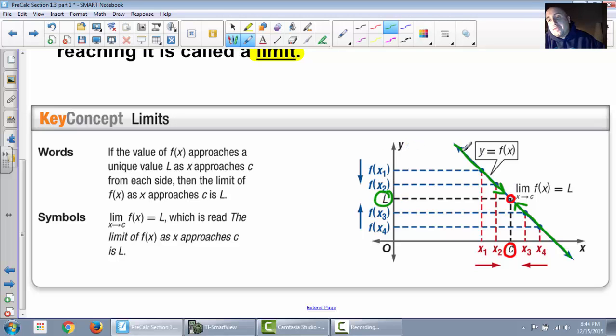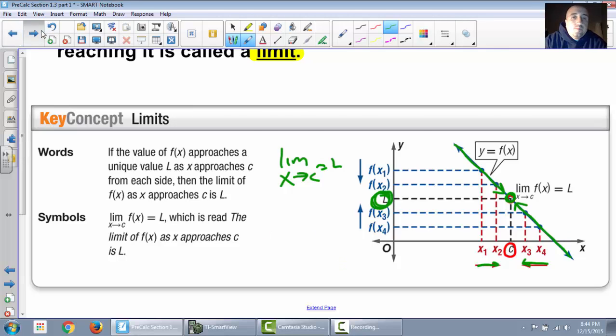If I'm going from the left to this red circle and going from the right, this graph approaches this open circle here. So it says that the limit as x approaches c, coming from the left and from the right, is equal to L, the y value. It will make a lot more sense when we do some examples, but that's called a limit. For a function to be continuous, every spot has to have a limit.